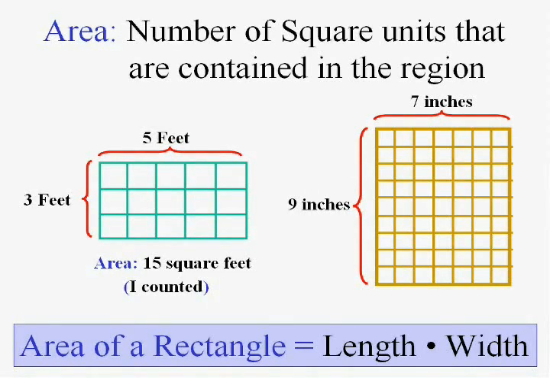So the length times the width in this case saved me from counting all those squares. It is 63, and you have to say 63 squares or 63 square inches. So that's the area of this thing. Remember that formula: area is length times width for a rectangle.